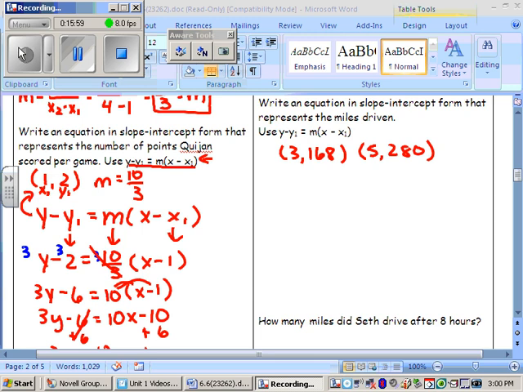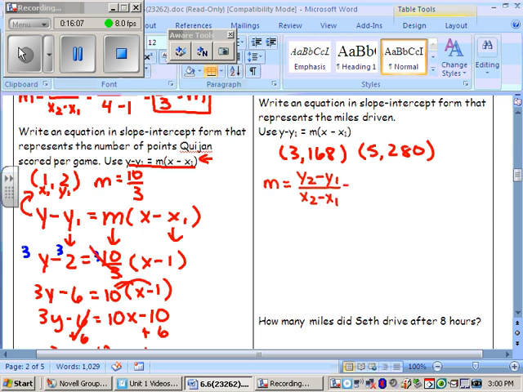Okay, so let's go ahead and write the equation. So first, we need to find the slope using y2 minus y1 over x2 minus x1. When we substitute in the numbers, we would have 280 minus 168 over 5 minus 3. So what is 280 minus 168? That would be 112. In the denominator, 5 minus 3 is 2. Now if we divide 112 divided by 2, what would we get? 2 goes into 11 5 times, with 1 left over. So it should end up being 56. So 56 is our slope.